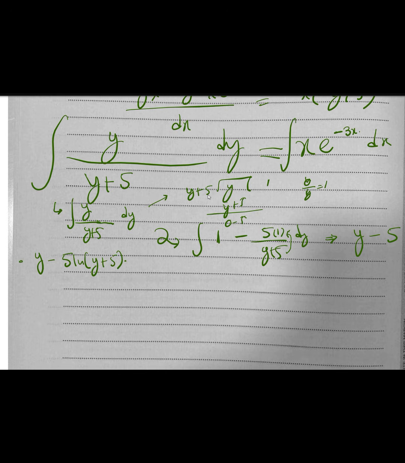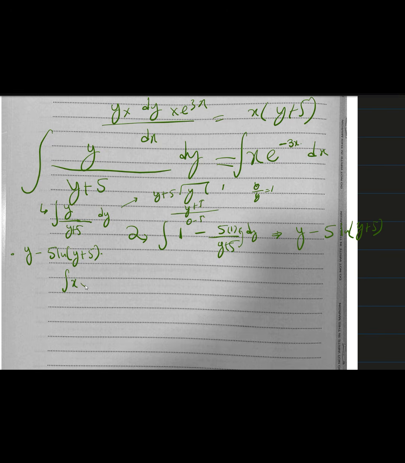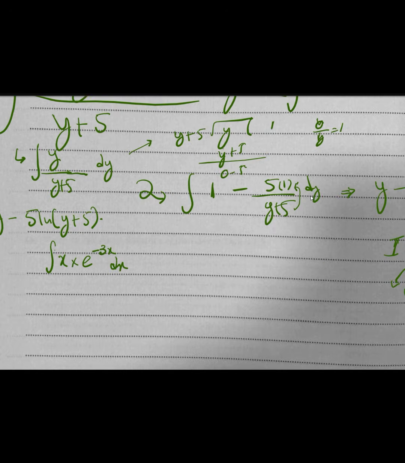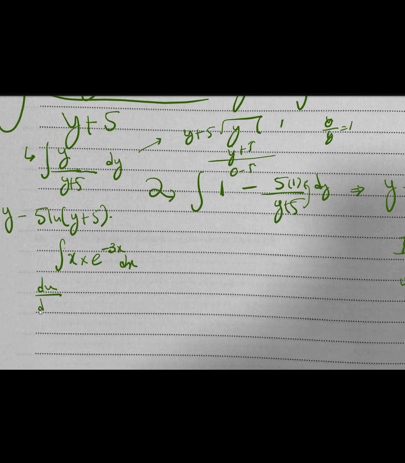Now if we integrate the right hand side, the integral of x into e power minus 3x, we can use integration by parts here. We can use ILATE to find out which is v and which is u. So this would be v and this would be u. So du by dx would be 1, and the integral of v dx, the integral of e power minus 3x, will be minus e power minus 3x divided by 3.